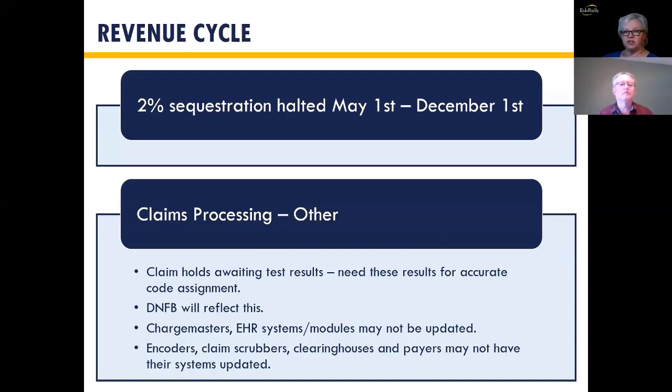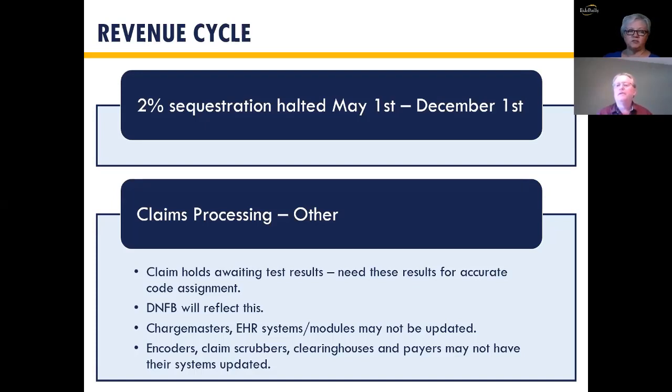The sequestration, you should start seeing that not being assessed on claims from May, or with dates of service May 1st, and they have said that that's going to be through the end of the year. That sequestration, they're just going to extend how long it will be in place in subsequent years. And then claims processing, expect that your discharge not final billed is going to grow, because you're going to be holding some claims, maybe awaiting test results, so that you're accurately reporting those.